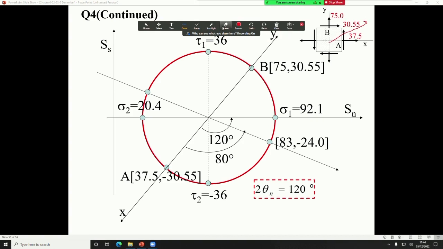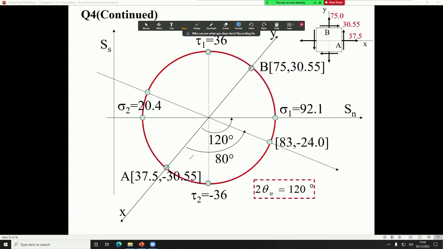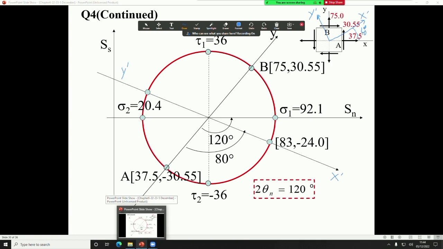This is 80 degrees. So if I rotate the element, say it is x prime, and this is y prime. So this is x prime here. This is y prime. And this is 40 degrees. Questions? Okay.